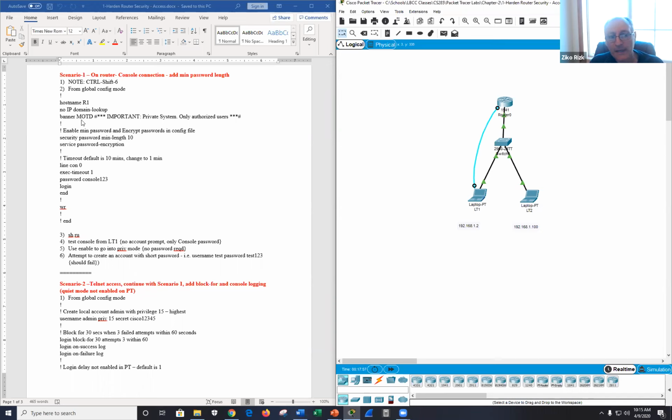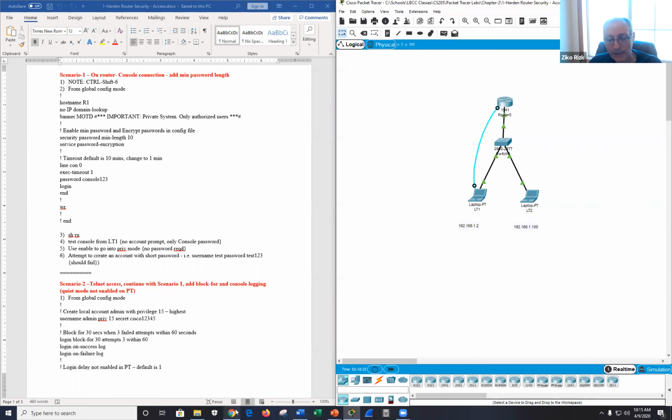And then banner message of the day. This is the legal notification I was talking about earlier. And this is just me. This is not nearly enough, not nearly sufficient. And usually this is something crafted by legal experts, lawyers, but it's good enough for what we're doing today. And then we want to enable a minimum password length.